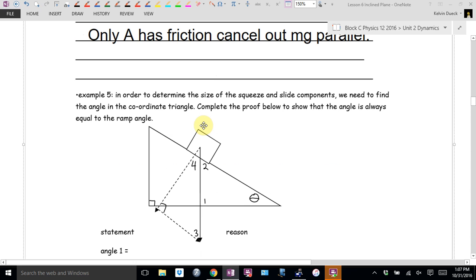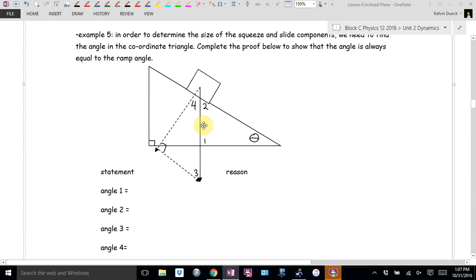So here is our diagram. I've got good old mg down. Here's the angle theta that they've given us. I'd like to figure out where that angle ends up in this triangle here. I'm going to do a proof just once. After that, we're going to memorize where it ends up and skip the proof. First of all, how big is angle 1 right there? What's that look like to you? Let's write that down.